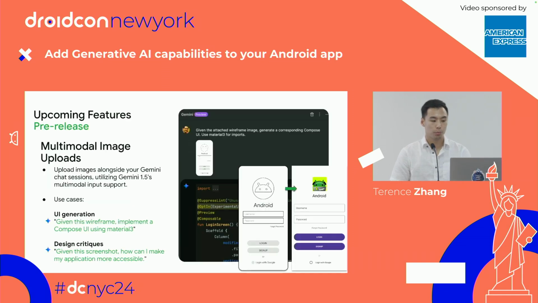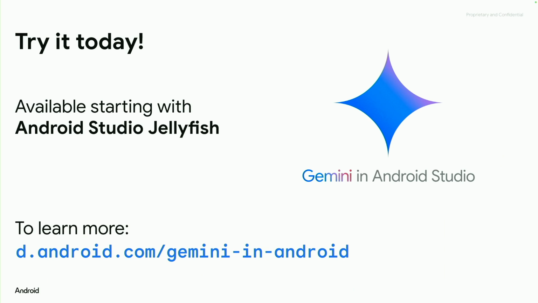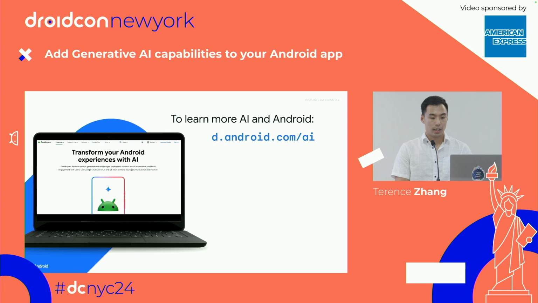So upcoming features, we have multimodal image uploads. So if you upload like a wireframe, it'll help generate like a composed UI using Material 3 as an example. Try it today, starting with Android Studio Jellyfish, and you can learn more in the documentation from our developer link. And to learn more about AI on Android in general, here's our developer link.